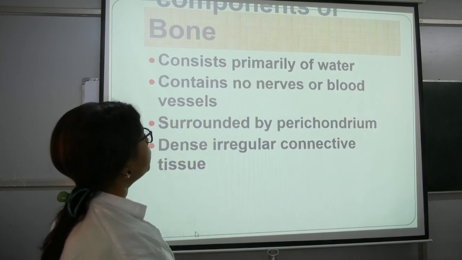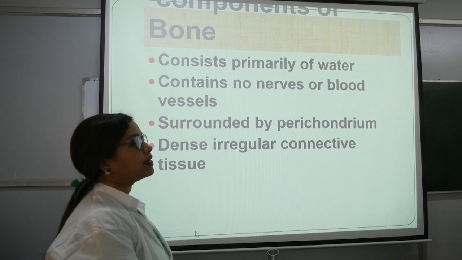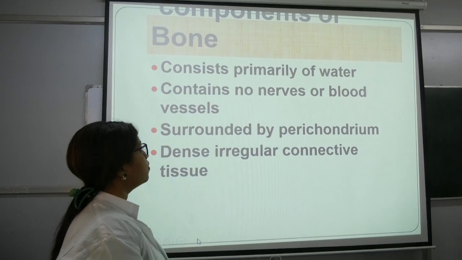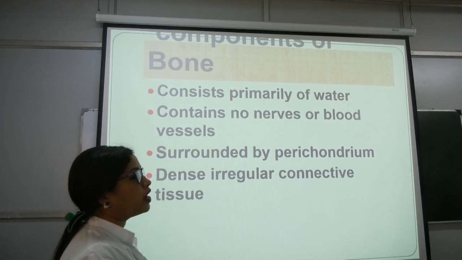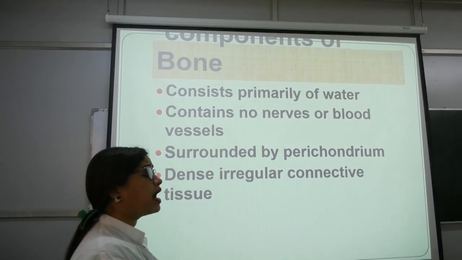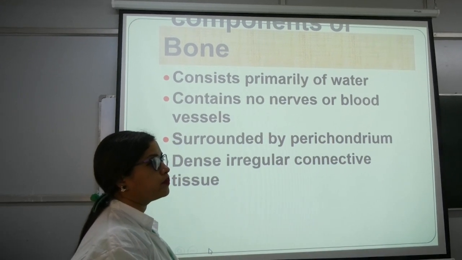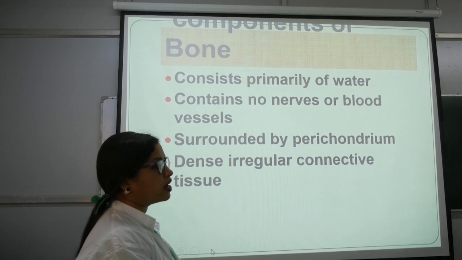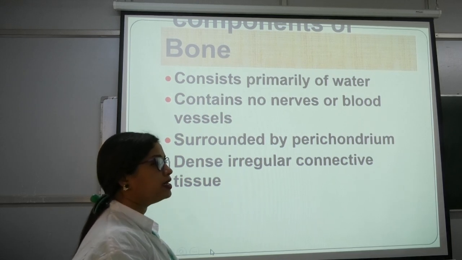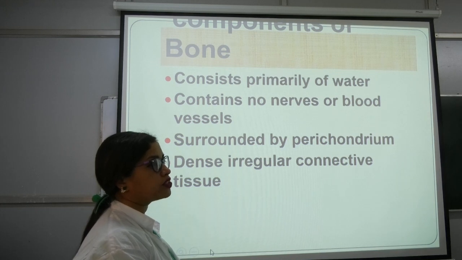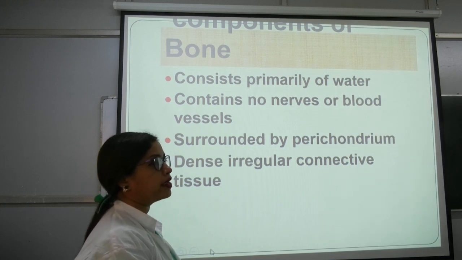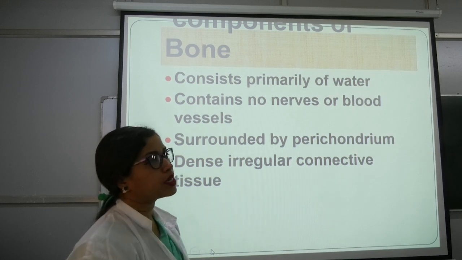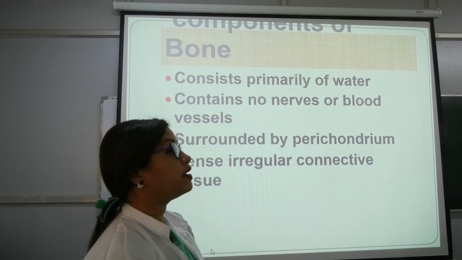Okay, so what are the components? First one is it contains so much water. Then it contains no nerve or blood vessels, but it is highly sensitive to pain. Why? Although it does not have any blood vessels or nerves, bone is highly sensitive to pain. If someone has a fracture, there would be tremendous pain. Why? What is the reason? There is no nerve supply or blood, so why is the pain happening?